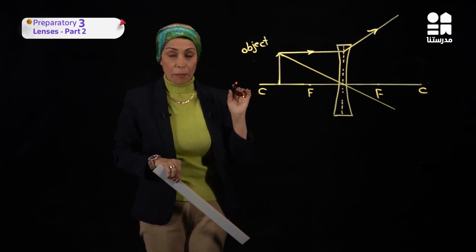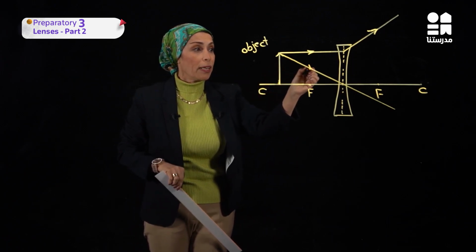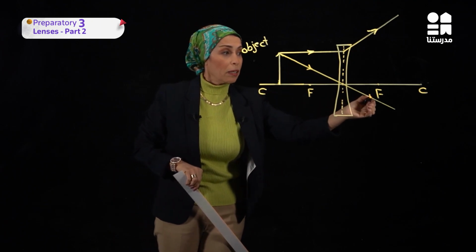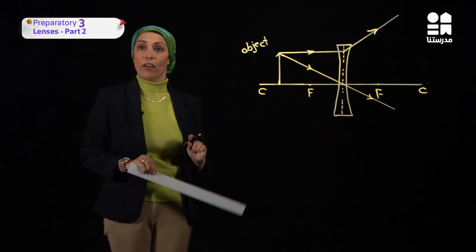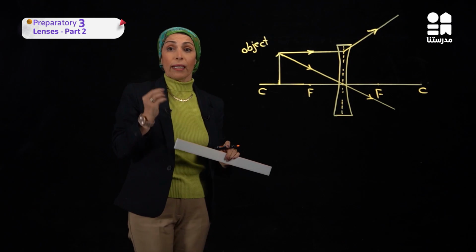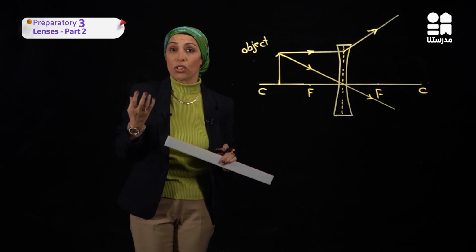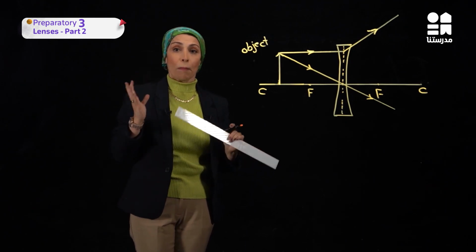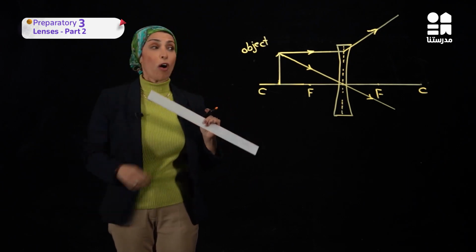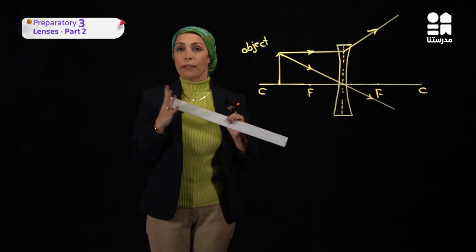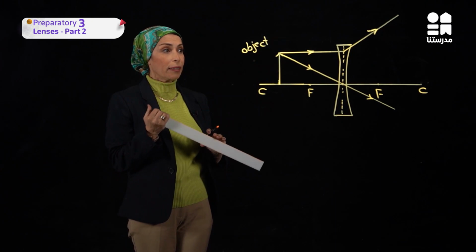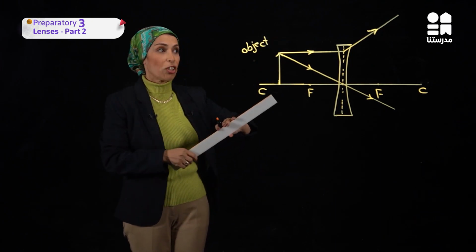Did I miss something? Yes, you have to put the arrow on the ray. Here the ray passes without any refraction. Now, if I want to get an image, how can I get an image? By the intersection of the refracted rays. Where do I have an intersection here? How can I make an intersection?